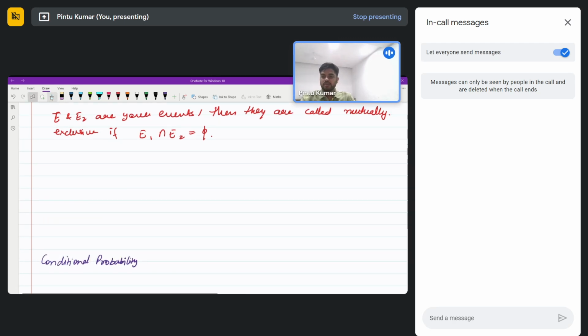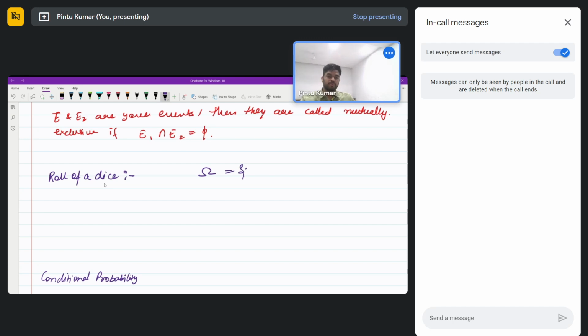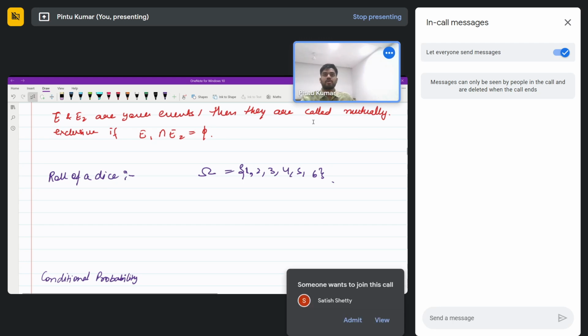So an example can be, let's take a case of a roll of a die. So what is the sample space that you have? The sample space would look something like 1, 2, 3, 4, 5, 6, right? Now you want to define probability for every event, right? So let's define probability for a singleton event, and then we can extend it to the probability of every event.